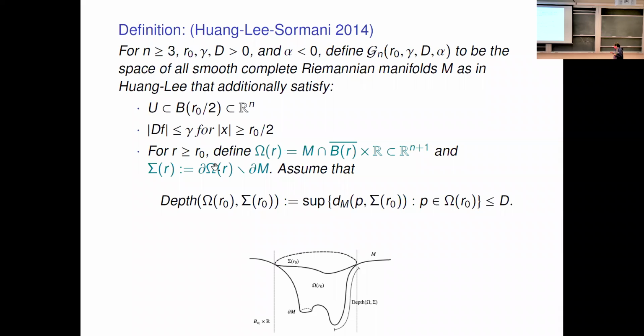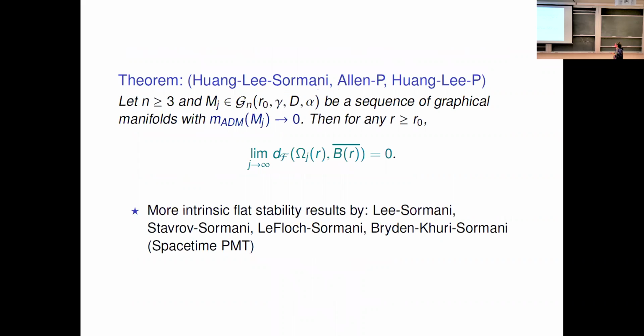Okay, and so our result says that these omega regions converge in intrinsic flat sense to the ball in Euclidean space, provided their masses are converging to 0. There are more intrinsic flat stability results. Of course, there are more results that don't use intrinsic flat distance, but I skip that literature. I'm sorry. You can talk to me later if you want after this talk.